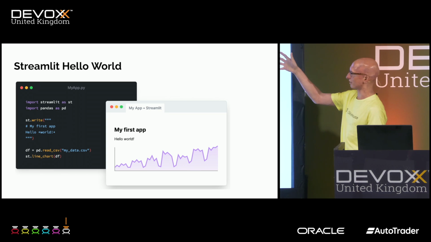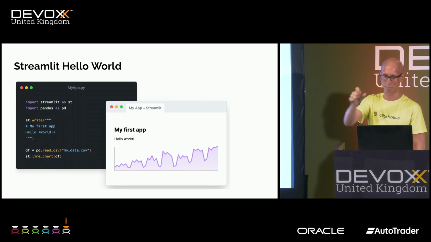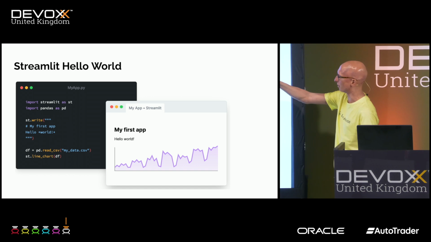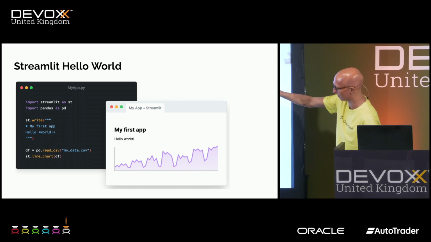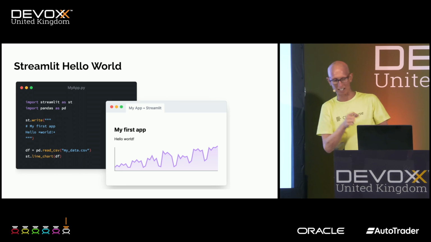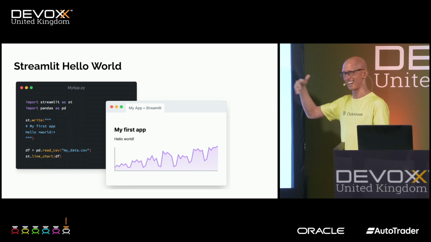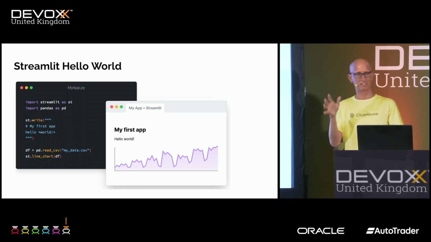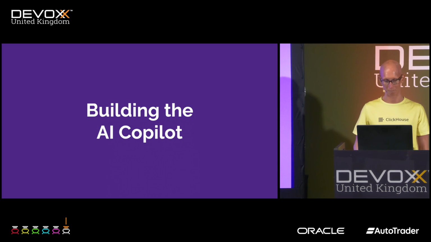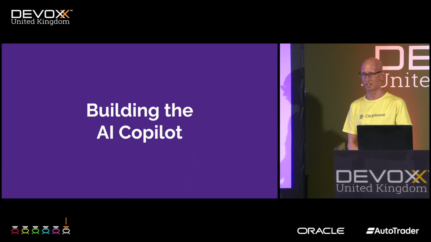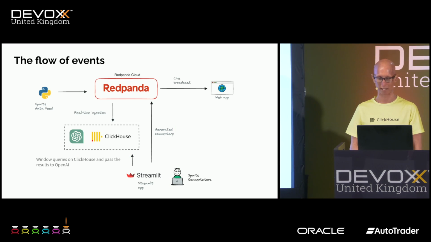This is what a really simple Streamlit app looks like. You import streamlit as st, import pandas as pd. You can write to the screen, you can write in Markdown if you like. We can then choose to read in the file and create a line chart. That's the simplest thing you could do, and all of the stuff that we do is building on this rough idea. So let's have a look at how we'd go about building our AI Copilot.